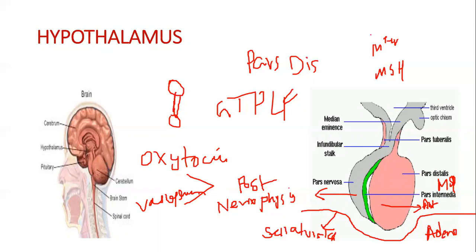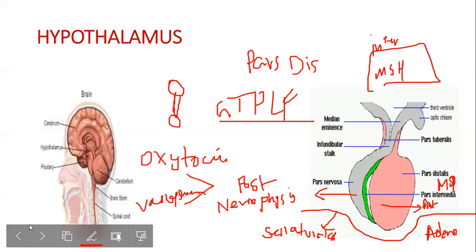The pars distalis mainly produces growth hormone, thyroid stimulating hormone, prolactin, luteinizing hormone, and follicle stimulating hormone. The pars intermedia gives melanocyte stimulating hormone. Whereas the posterior pituitary gives two main hormones, oxytocin and vasopressin.